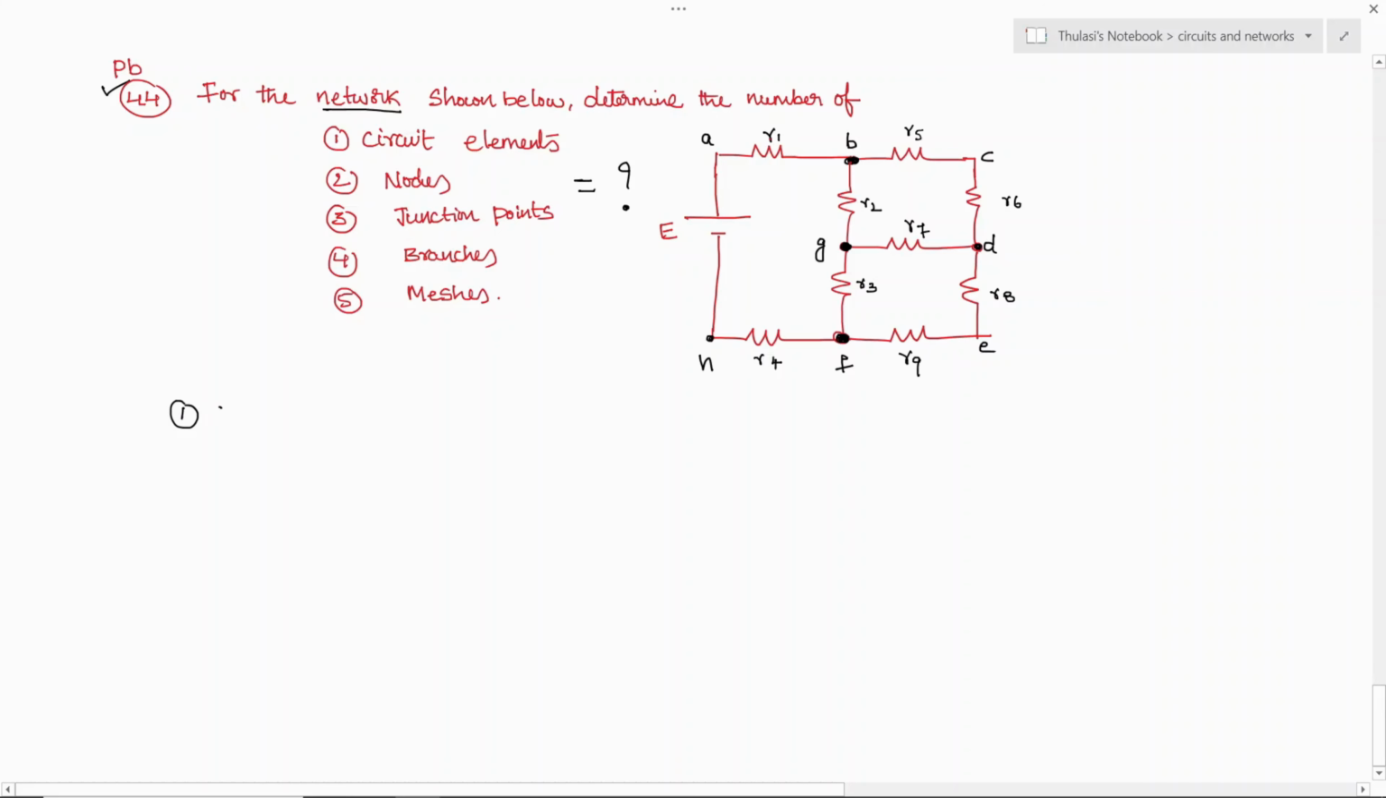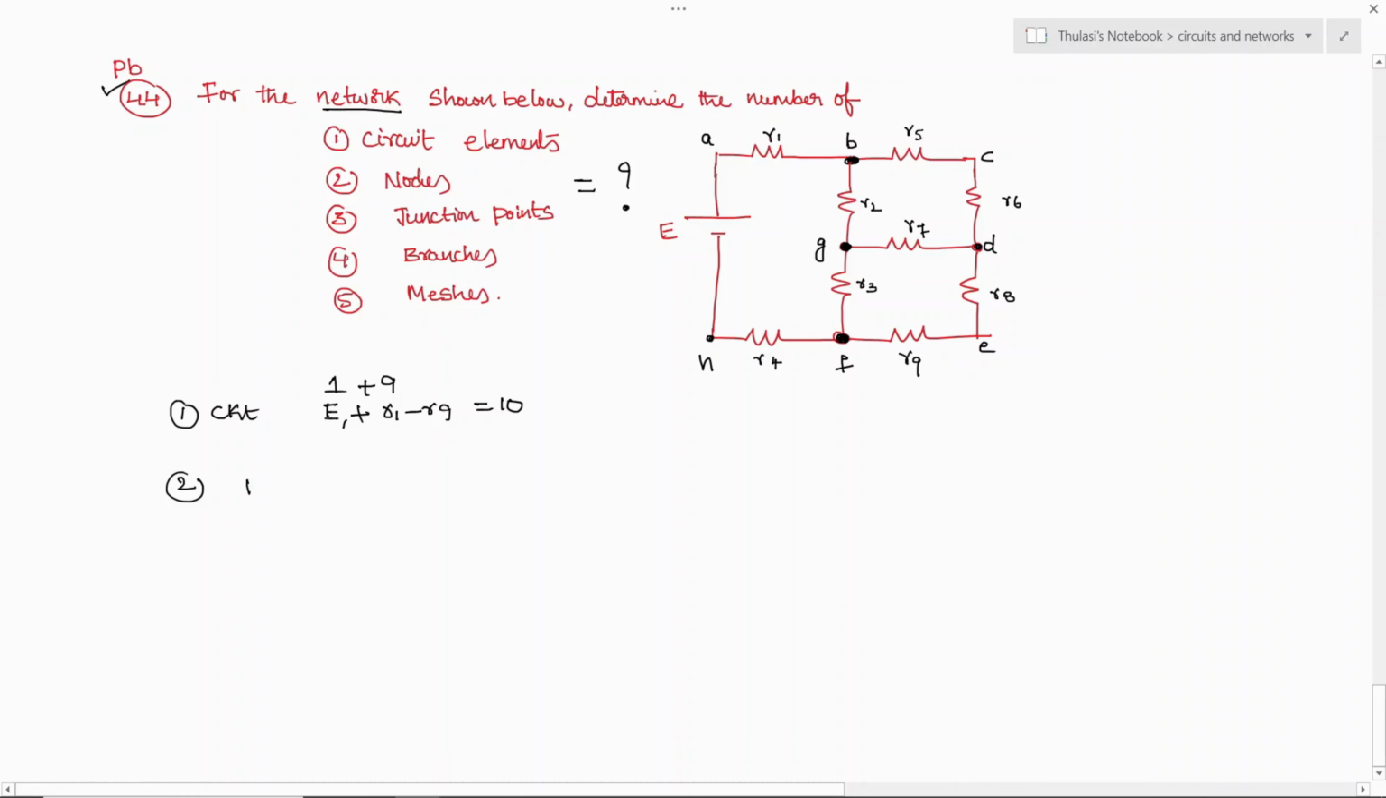First one is to identify the number of circuit elements. Here you can see I have one voltage source plus resistors from R1 to R9. So 1 plus 9, the total number of circuit elements I have is 10.